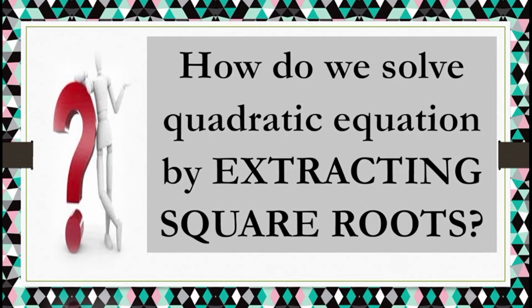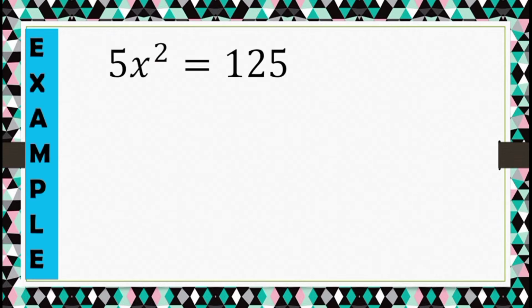How do we solve a quadratic equation by extracting square roots? Let's have our example number 1. 5x squared is equal to 125. In solving our quadratic equation by extracting square roots, we must remember that the coefficient of our quadratic term must be equal to 1. Hence, in this given, our a in the quadratic term is equal to 5. So we need to eliminate this by dividing both sides by 5.